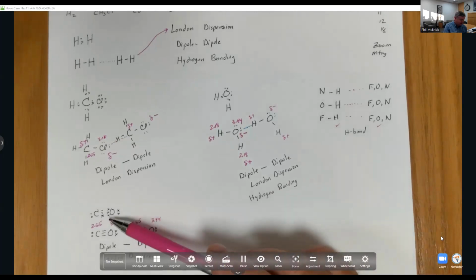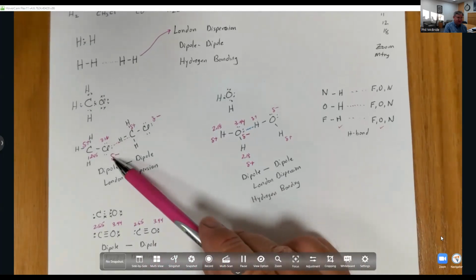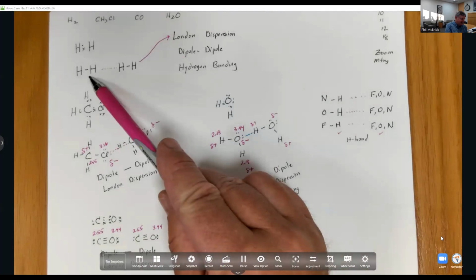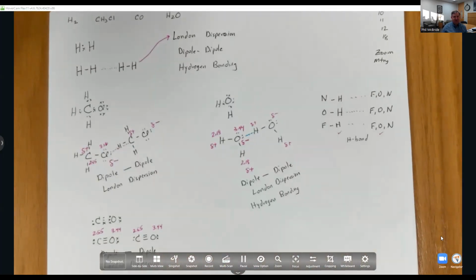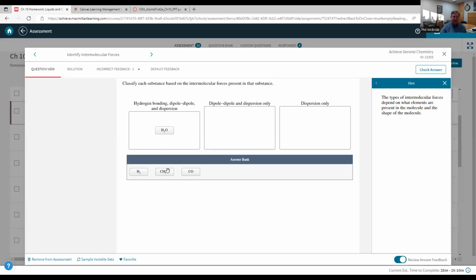Then you'll notice the carbon monoxide had dipole-dipole and London. The CH3Cl had dipole-dipole and London. And the hydrogen molecule only had London dispersion. So if I'm doing question 5 on my homework, the water had all three. The CH3Cl had dipole and dispersion. The carbon monoxide had dipole and dispersion. And the hydrogen only had dispersion.